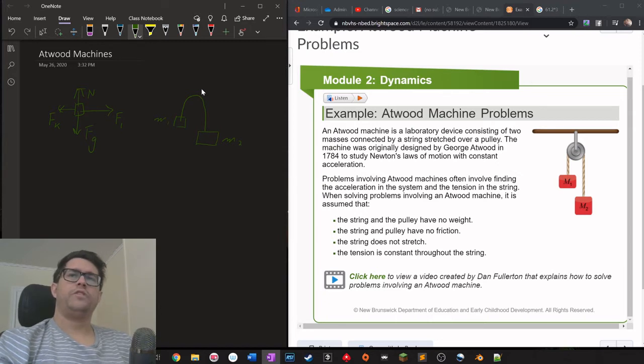But if M2 is greater than M1, you can expect this thing to go down. And so if M2 is greater than M1, it goes down. If M1 is greater than M2, then this mass would go up and M1 would go down.